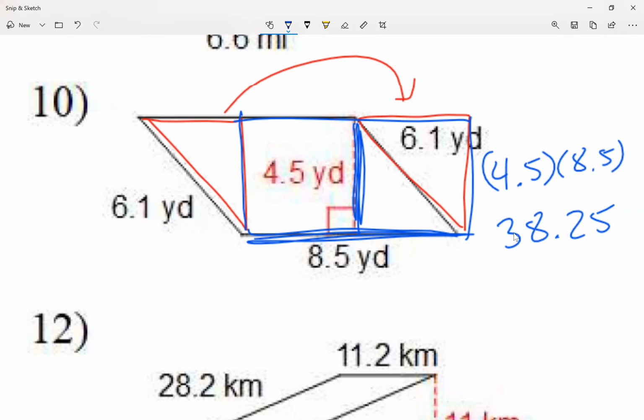Notice how I cut a triangle from the left and I moved it to the right to make a rectangle. So that's it.